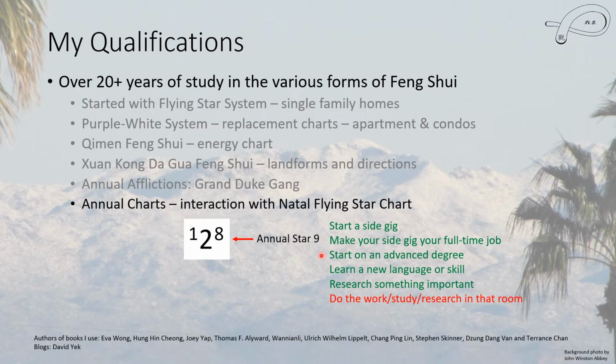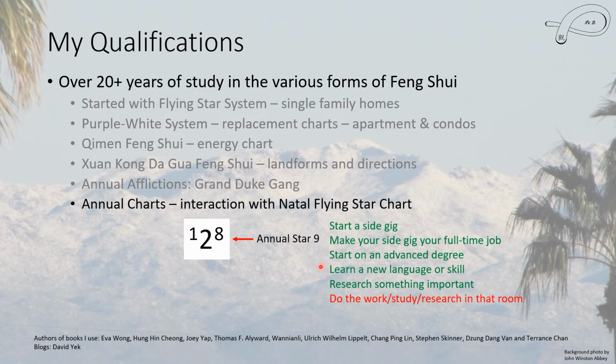You can start on an advanced degree in college or learn a new language or skill that will help you either with your side gig or your full-time job. Or you can research something important. And I'll give you one example. Let's say you're trying to become pregnant and you're having trouble, so you decide you need to look into fertility research, find out what's out there. You want to do that and look for your local doctor and even call to set up an appointment while you are in this room.